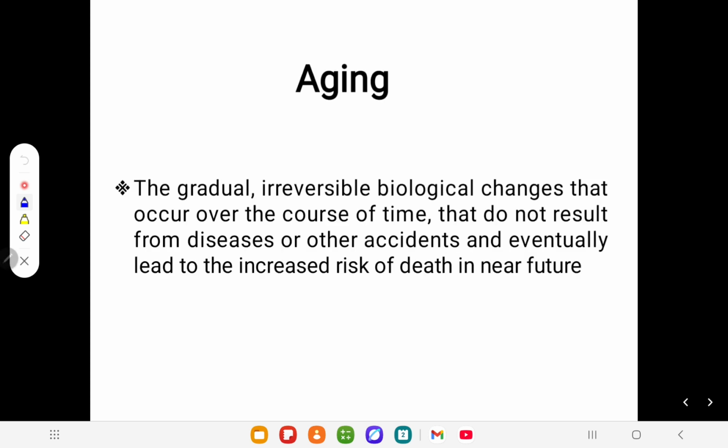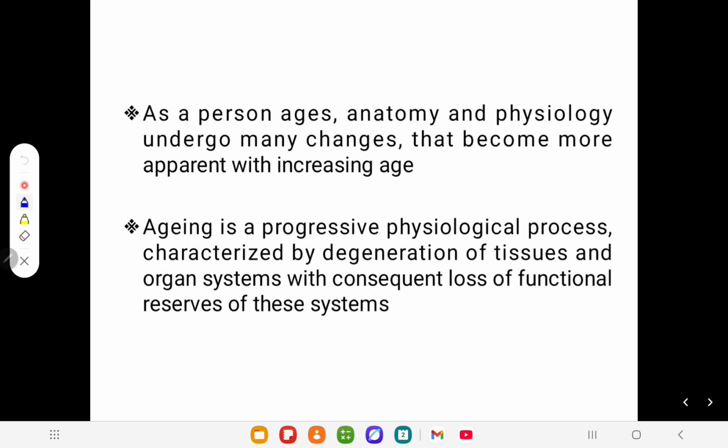So basically, what is aging? It's a gradual, irreversible biological change that occurs over the course of time and does not result from disease or other accidents, and eventually leads to an increased risk of death in the near future. Basically, it's a biological, irreversible, gradual change over the course of time, isn't it? Aging, simple. There might be other definitions, but I have this one. As a person ages, anatomical and physiological changes become more apparent with increasing age.